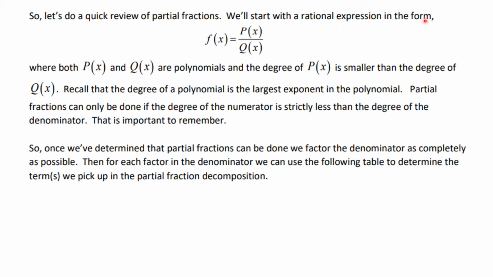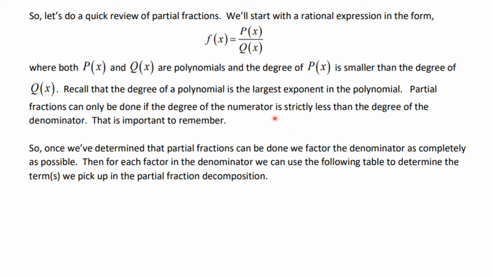We'll start with the rational expression of the form f of x equals p of x over q of x, where both p of x and q of x are polynomials, and the degree of p of x is smaller than the degree of q of x. Now, if the degree of the polynomial, that's the largest exponent in the polynomial, is top heavy, you're going to do long division, dividing q of x into p of x until you get it in this form where the degree of p of x is strictly smaller than the degree of q of x. This is important to remember.